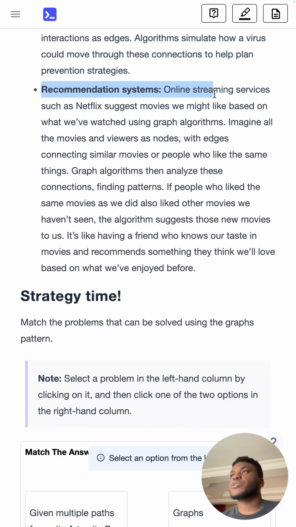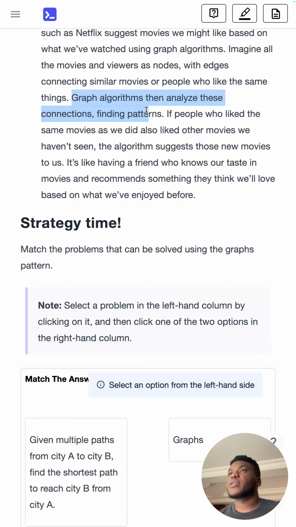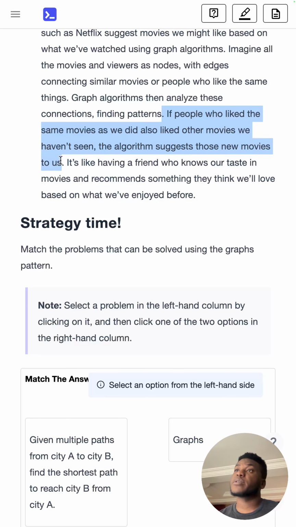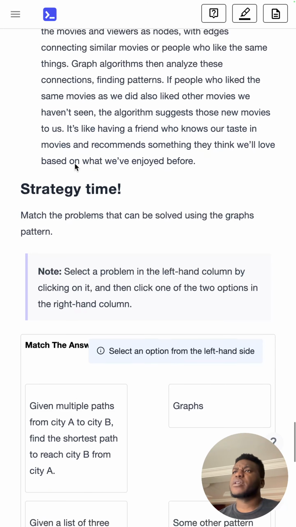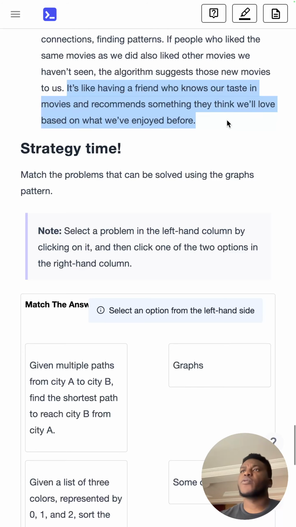Okay, now recommendation systems. Online streaming services like Netflix suggest movies you might like based on what we've watched using graph algorithms. Imagine all the movies and viewers as nodes, okay, with edges connecting similar movies or people who like the same things. Graph algorithms can analyze these connections, finding patterns. If people who like the same movies as we did also like other movies we haven't seen, the algorithm suggests these new movies to us. So it's like having a friend who knows our taste in movies and recommends something they think we'll love based on what we've enjoyed before.